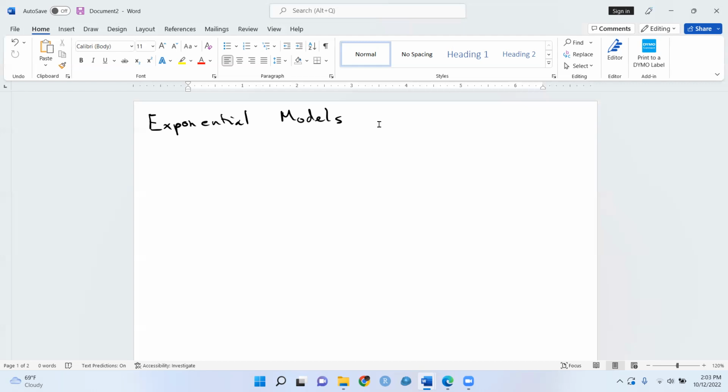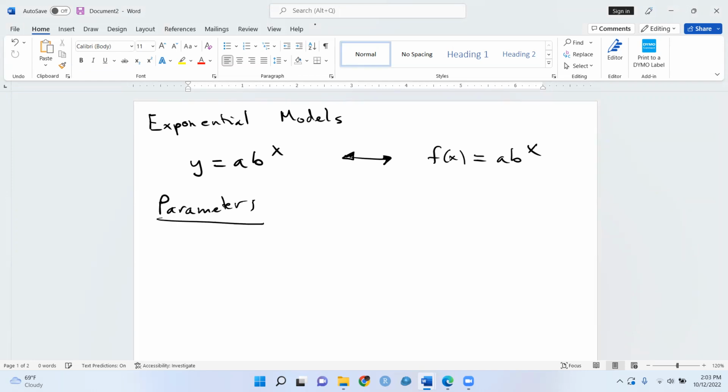So the equation is y equals a b to the x. And in function notation, that would be f of x equals a b to the x. What I'm hoping you noted, these mean the same thing, is that there are two parameters here. And the first one is the y-intercept.